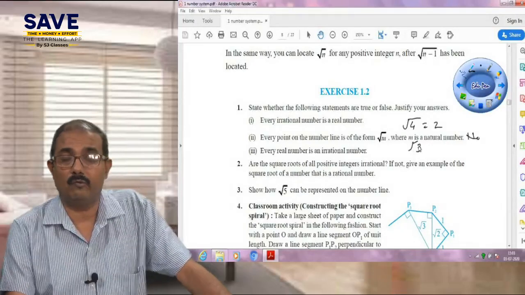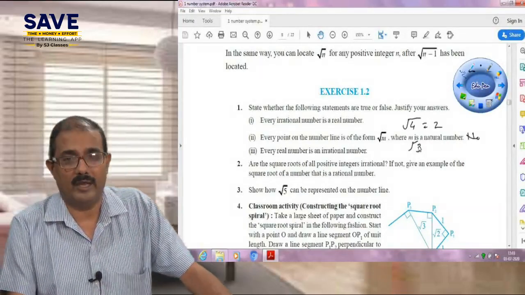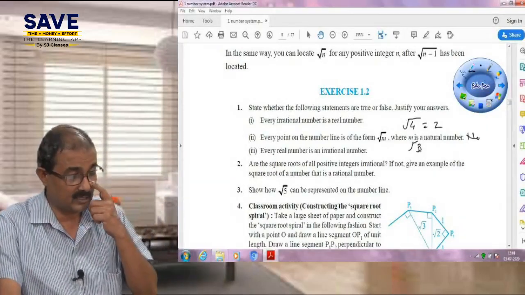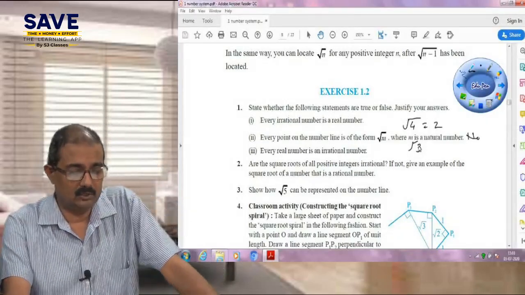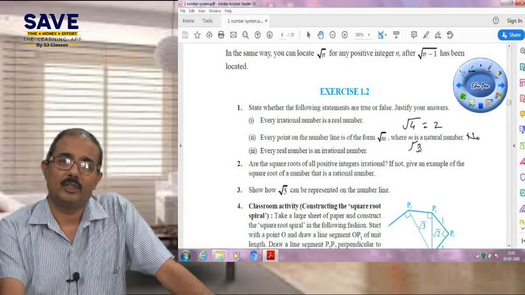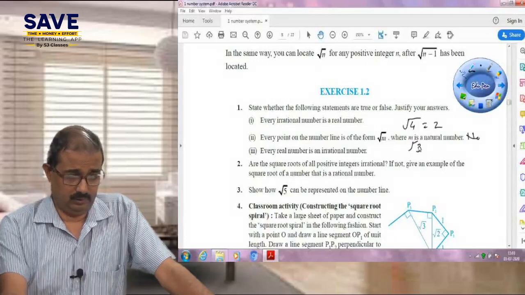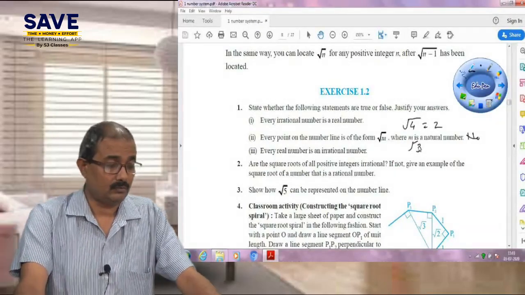We will discuss how to mark square root of 3, root 5 or root 2 on a number line, which is in question number 3 of this, at the end of this chapter, when we have done all the questions of this chapter, and at the end we will do the construction. So this is question number 1 of the second exercise.